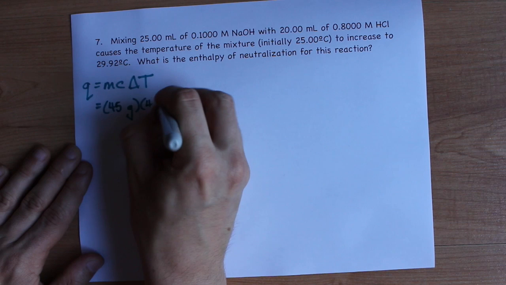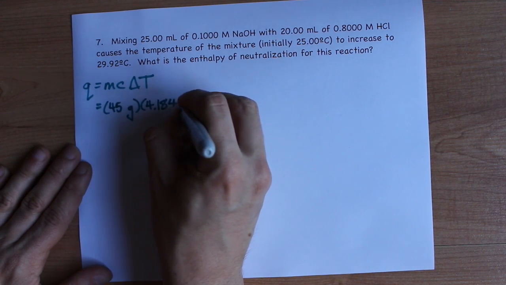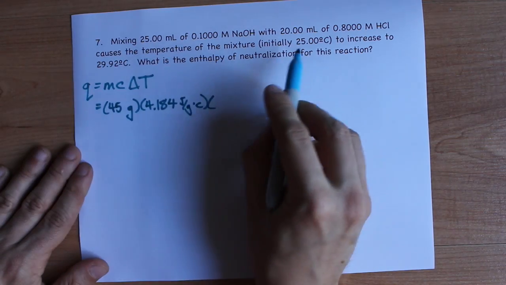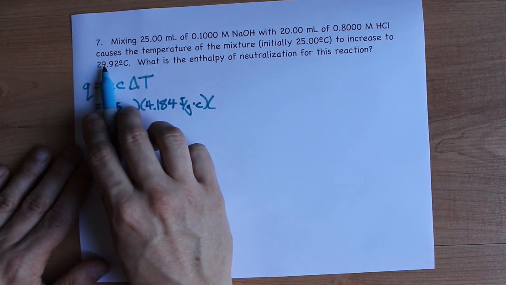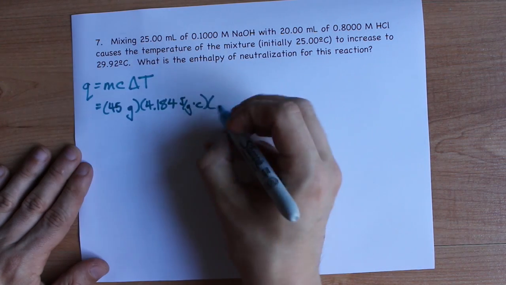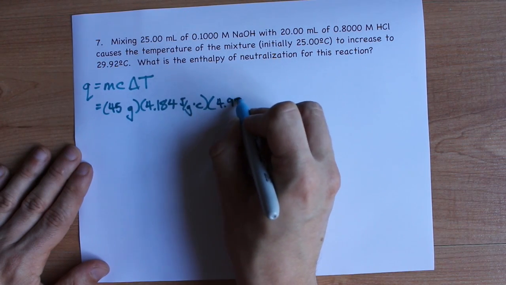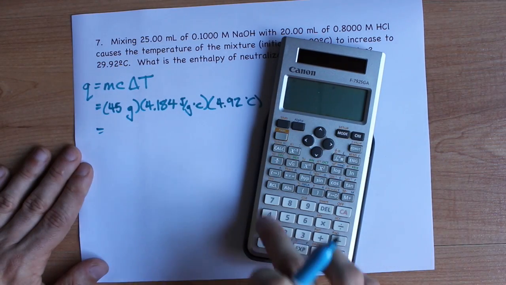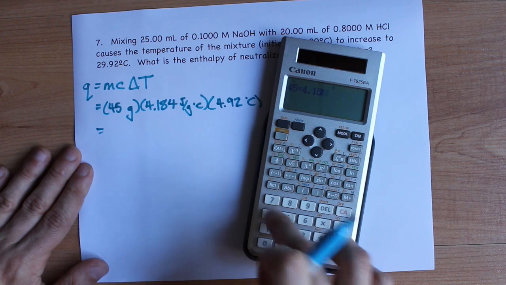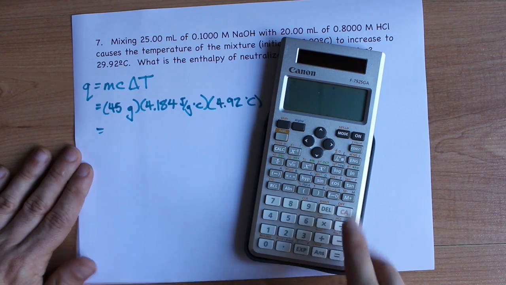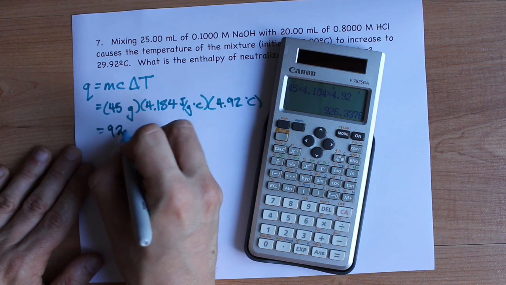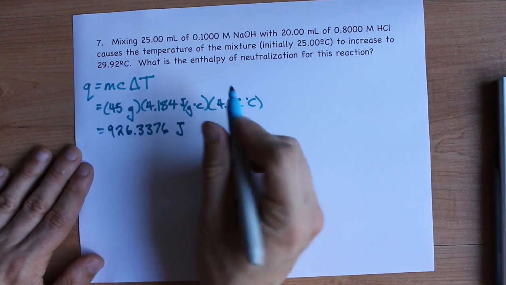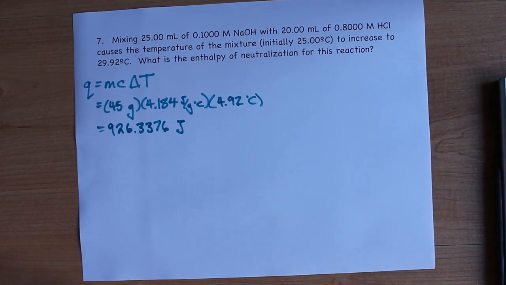My C for water, again, is 4.184 joules per gram degree Celsius. And my delta T is how much the temperature went up by. Final minus initial, which gives me positive 4.92 degrees Celsius. Well, that's just calculator work as well. A lot of this unit probably feels like it is. Times 4.92, I end up with 926.3376 joules of energy being released in the neutralization.